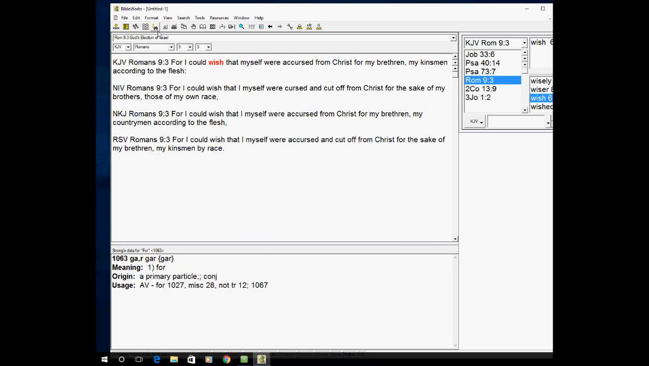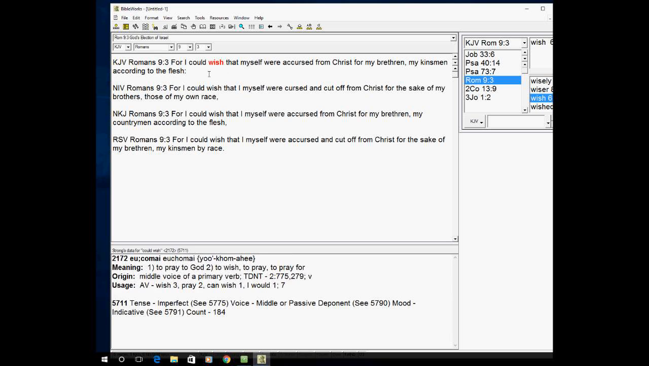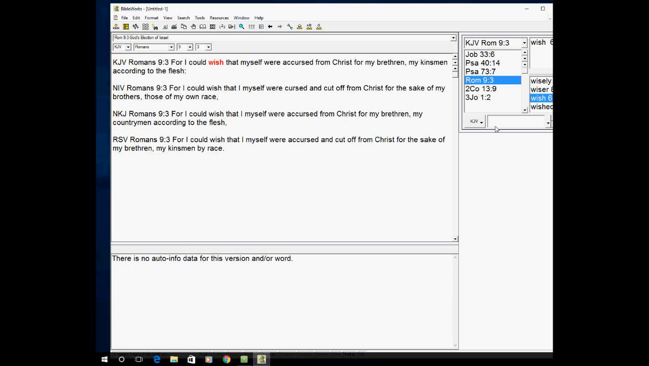Yeah, we just got the Bible software set up on the new computer, so we're working some bugs out. But the point I wanted to bring up is if we look at the word wish and relate it to prayer, we have the word 2172. I'll just type in 2172.